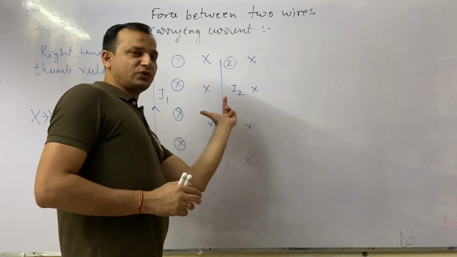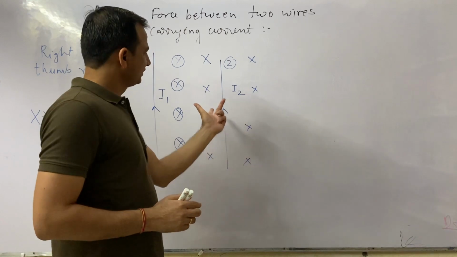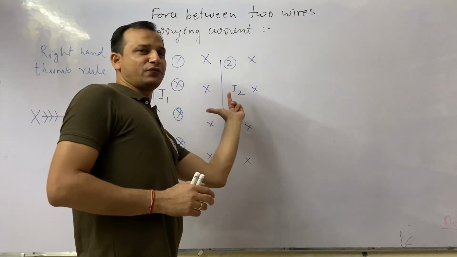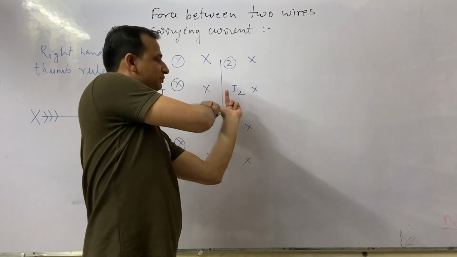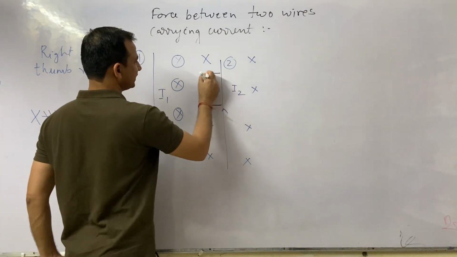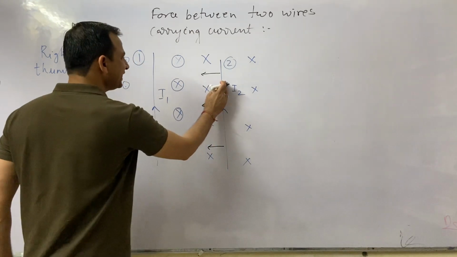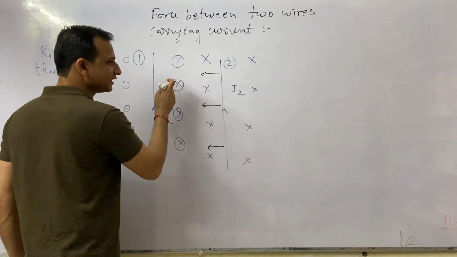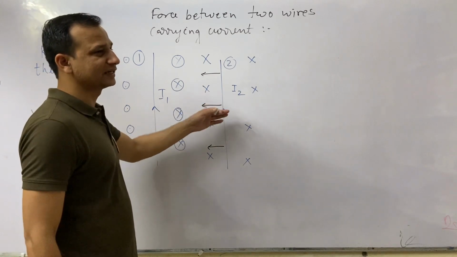Magnetic field is going into the whiteboard and current is going upward. So the direction of force would be, you can see it towards my thumb. So the direction of force should be towards the left side on this wire. So wire 2 is attracted towards wire 1 because it's experiencing a magnetic force.